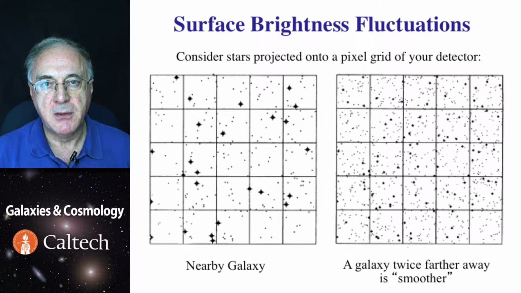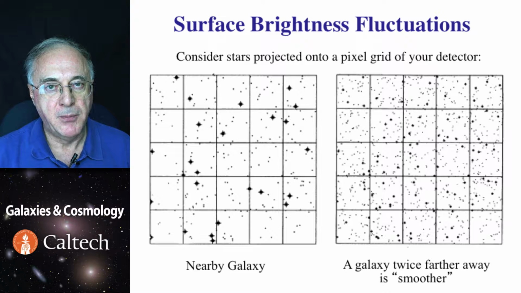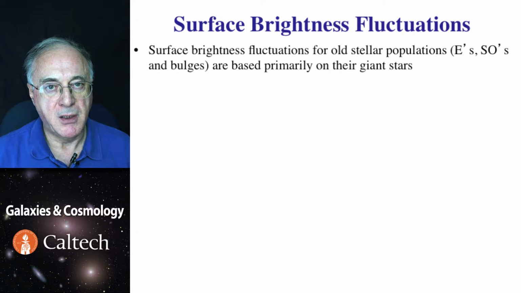The first relation that we'll consider is so-called surface brightness fluctuations. And conceptually, it's fairly simple. Suppose we are looking at some galaxies with a detector that has square pixels, like typically they do, and each of these pixels would cover a certain number of stars. Now, if we move the galaxy twice as far, then there'll be 4 times as many stars in each pixel, and that will look smoother. The mathematical reason behind this is fairly simple.